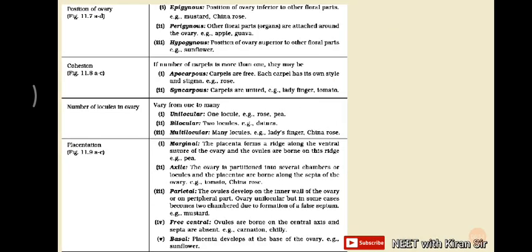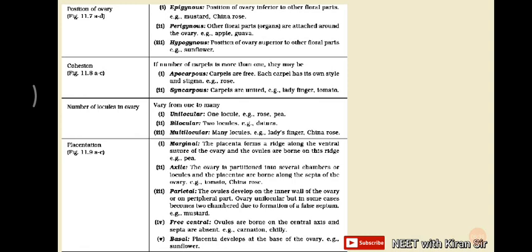So this is about the female part: position, epigynous, hypogynous and perigynous, where I can say the position of the ovary is superior, inferior, or half inferior. Then cohesion: apocarpous, where carpels are free; when I say syncarpous, the carpels are fused. Then number of locules: uni, bi, tri, tetra, penta or multilocular.